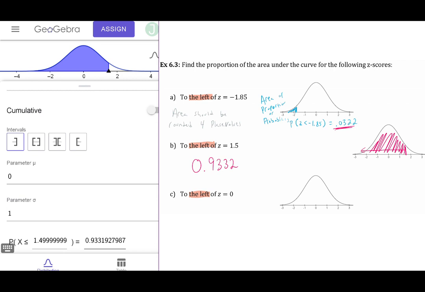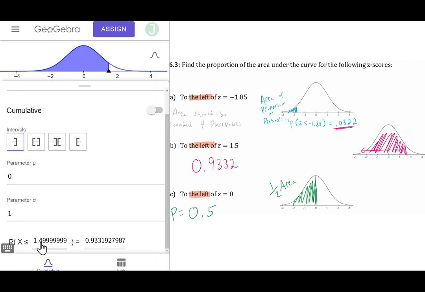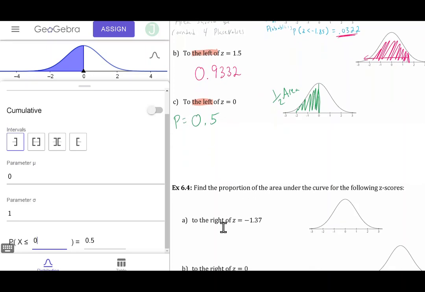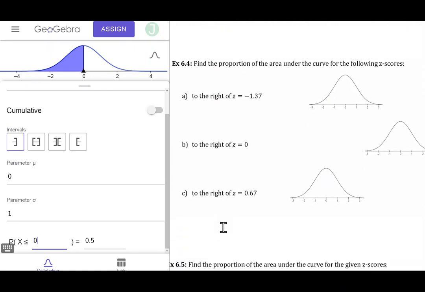And then the third example says, what's the area to the left of a z-score of 0? Well, since this graph is symmetric, we know that half of the area should be to the left of the graph. So this should be a probability value of 0.5. Let's just double check it here. 0 gives us a probability of 0.5. So that's how we can calculate the area under the curve to the left of given z-scores using GeoGebra.